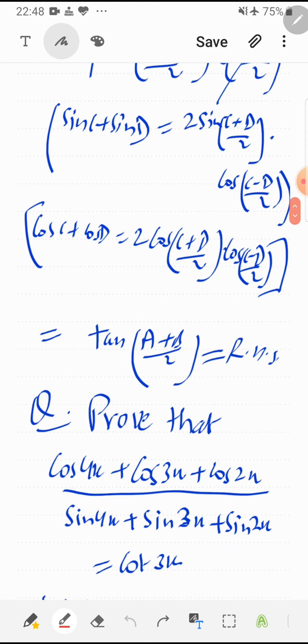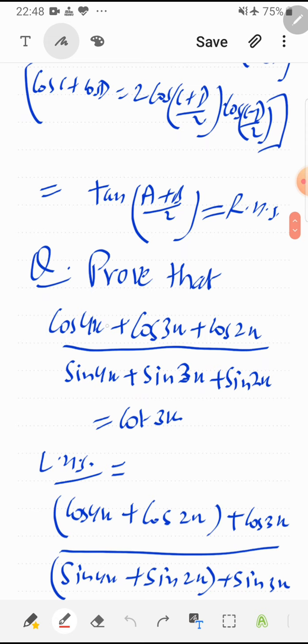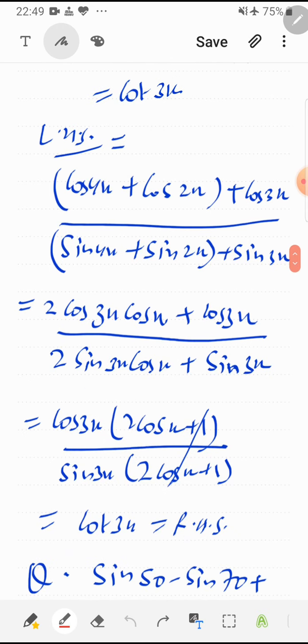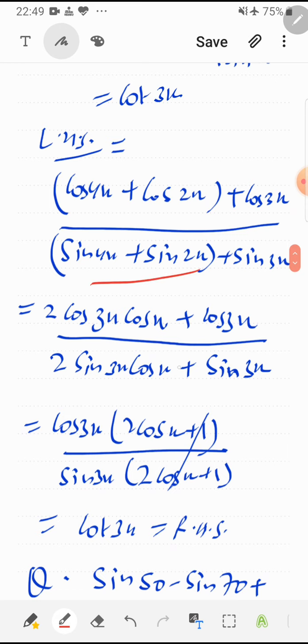In the next question we have three terms, so how to handle this? We have cos 4x plus cos 3x plus cos 2x. See, 4 plus 2 is 6x and divided by 2 it is 3x, so 3x is visible here. That means I will club the 4x and 2x terms and then apply the formula cos c plus cos d, so it is 2 cos c plus d by 2 and cos c minus d by 2. Same in the denominator, it is 2 sin c plus d by 2 and cos c minus d by 2.